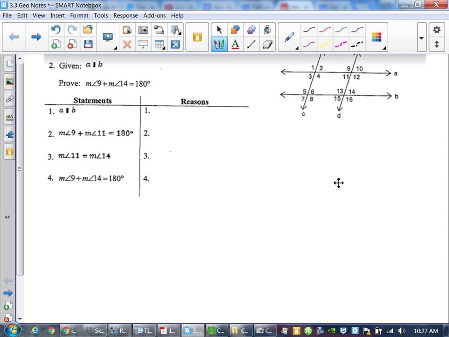Speaking of, I got it eventually. Nope. Given. Go away. So obviously, right off the bat, you've got a given statement. Secondly, I told you guys why angles 9 and 11 add up to 180. I told you to write down the definition of linear pair. It's a very easy thing to use.